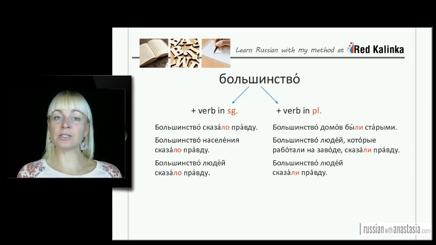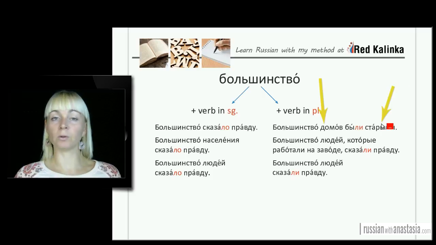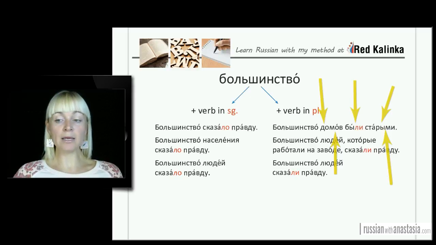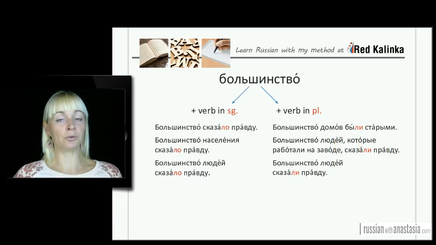But there are situations where it's better to use the verb in plural. Let's see them. Большинство домов были старыми. The majority of the houses were old. It's very important to see that here we have an adjective afterwards. And this adjective is in plural. Here we speak of many houses. The adjective has to be plural. That's why the verb быть has to be in plural as well. Otherwise, it doesn't sound fine. So, большинство домов были старыми. If you have an adjective and the verb быть, use plural.